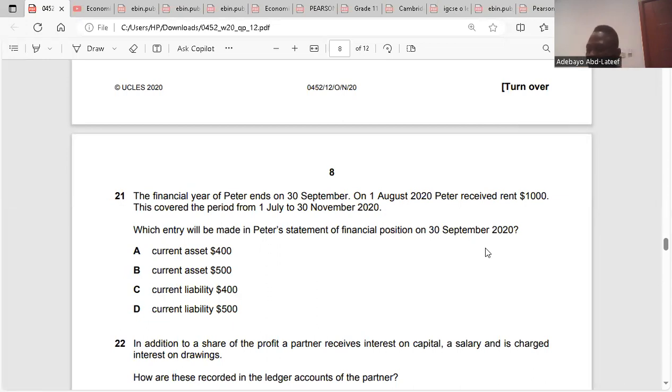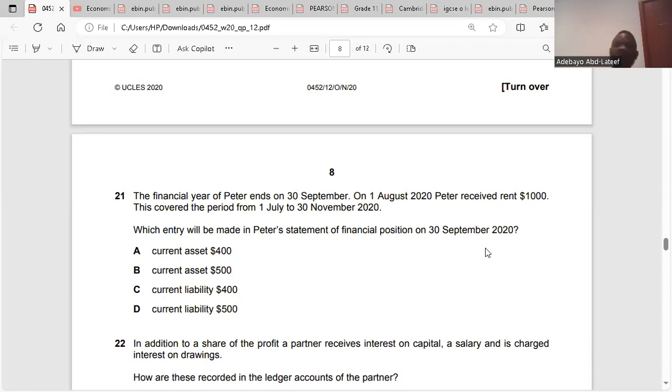So if it's 200 for each month, they said which entry will be made in Peter's statement of financial position on 30 September 2020. By 30 September 2020, that will be 3 months counted until September. The financial year ends in September. So October, November is a new financial year. Yes or no? Yes. So the 2 months, October and November, become other payables.